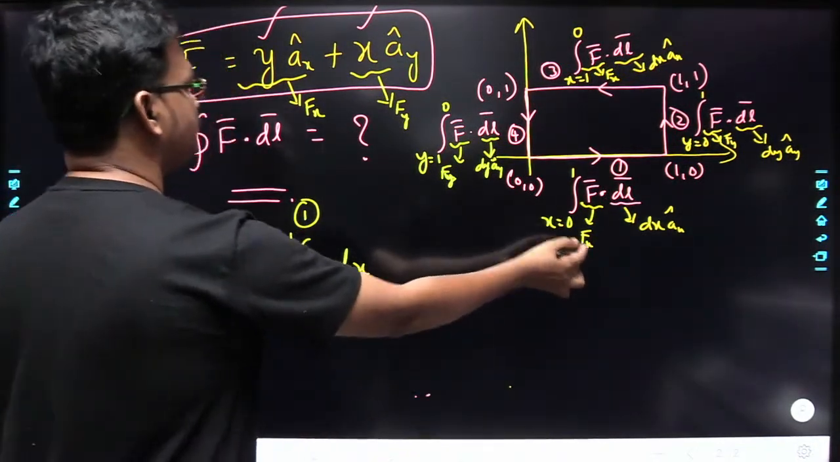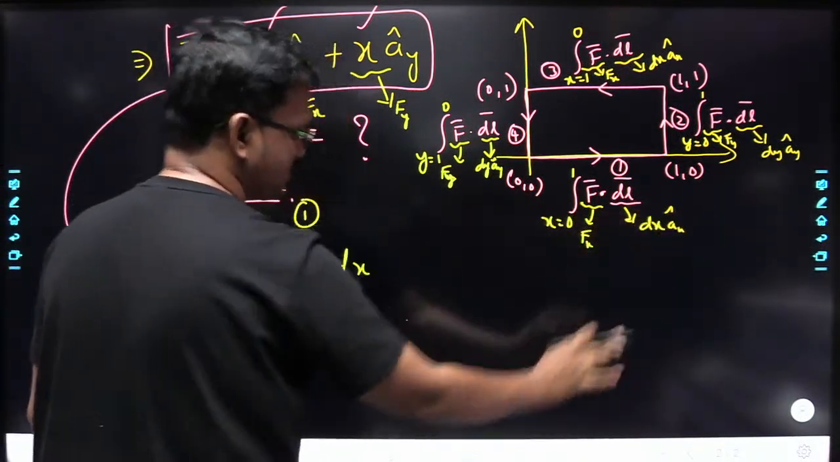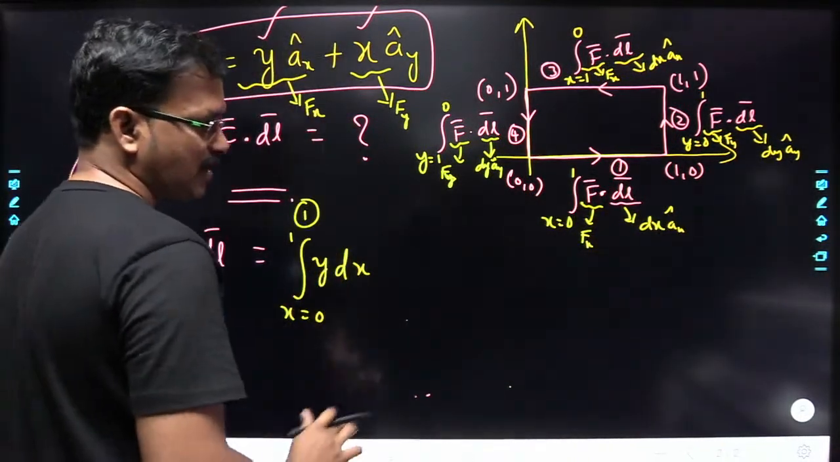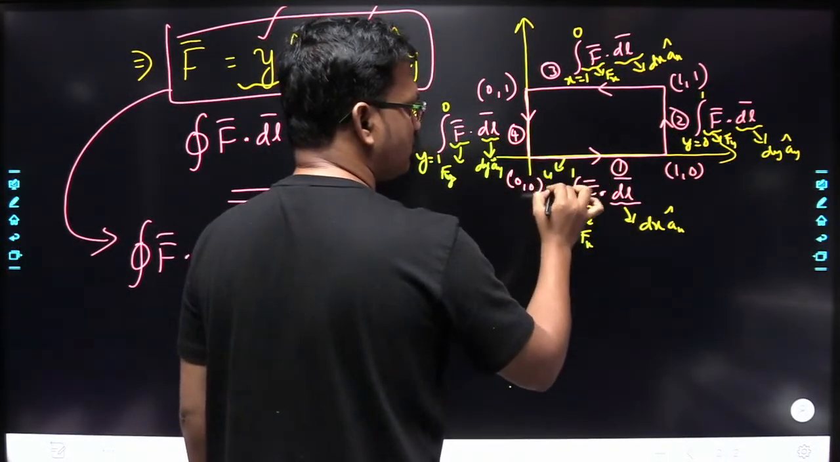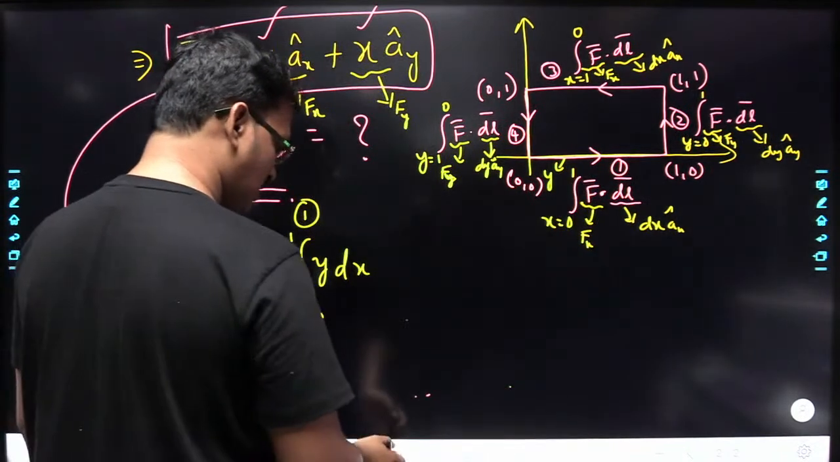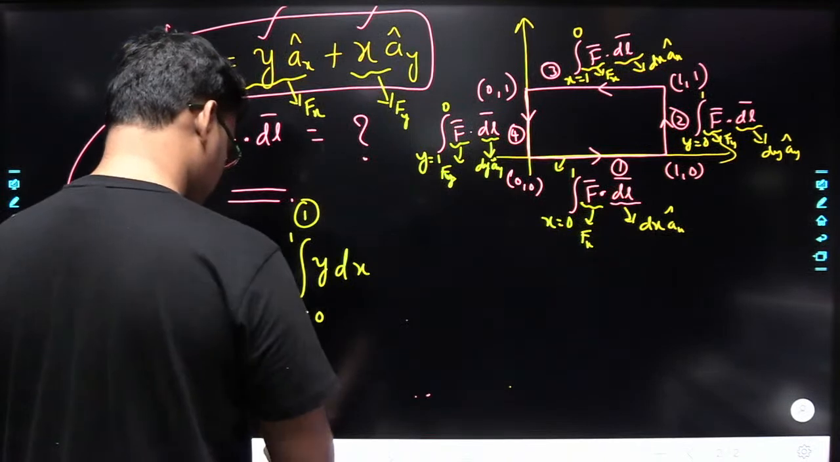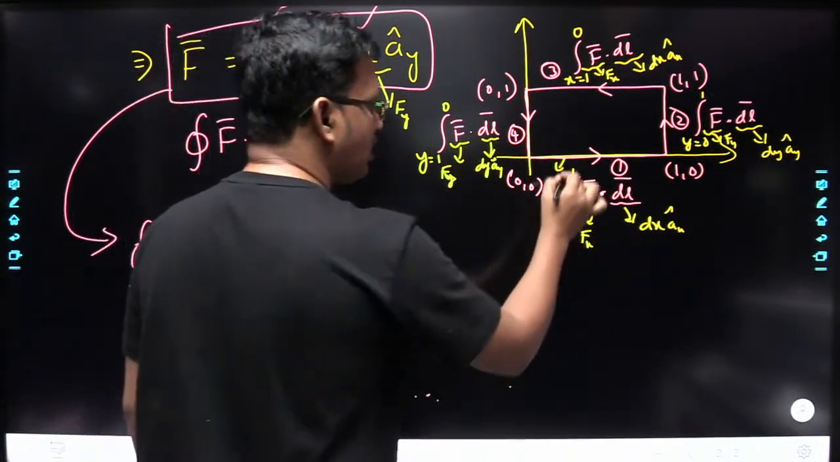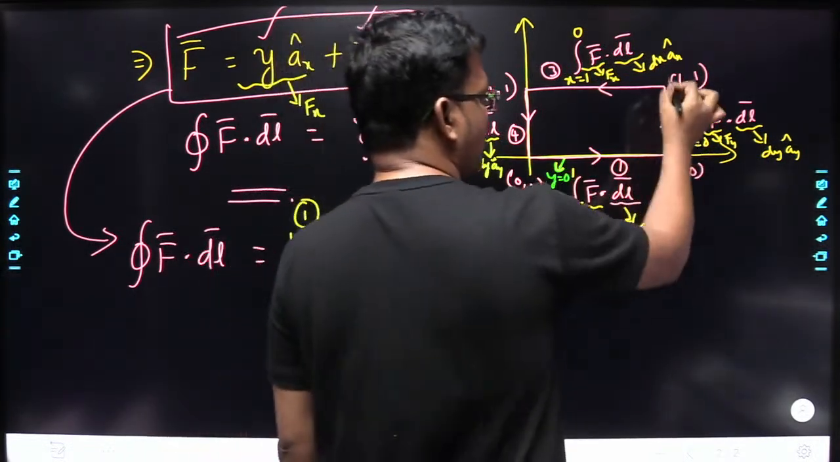Here x component is nothing but y. Y ax cap dot dx ax cap, you will get y into dx. But as you move along this line, what is the y value? Y is equal to 0, yes or no? Along this line, y value is equal to 0.